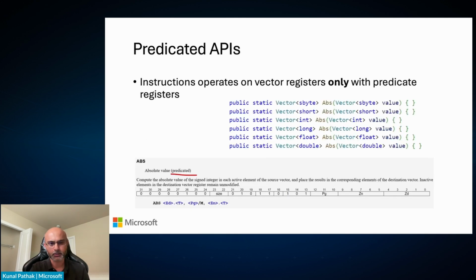Just to give a quick example, I want to give two examples here. One is an instruction called ABS, which calculates the absolute value of the source operand.